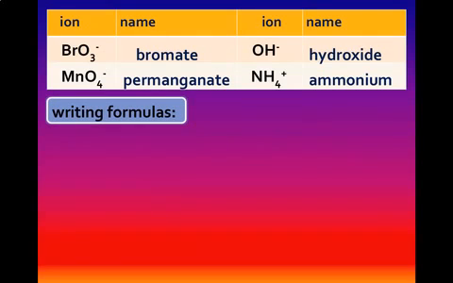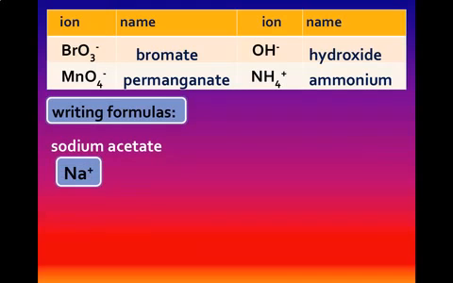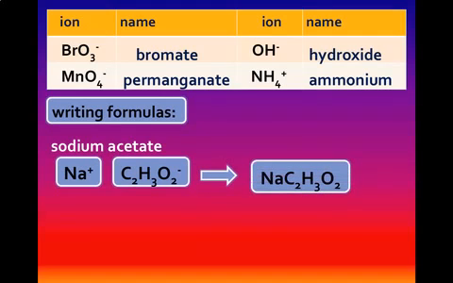To write the formulas, you're just going to use the crossover trick that we use for the ionic compounds. You want the charges to cancel out to zero still. For sodium acetate, sodium is a +1 and acetate is a -1. They already cancel out to zero, so we can just rewrite them, continuing to write the positive one first and keep the polyatomic ion all together.